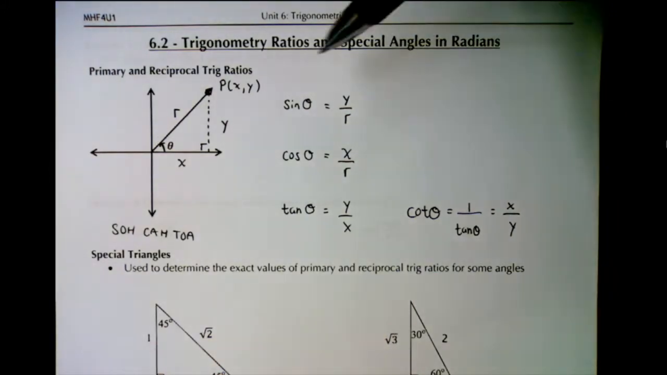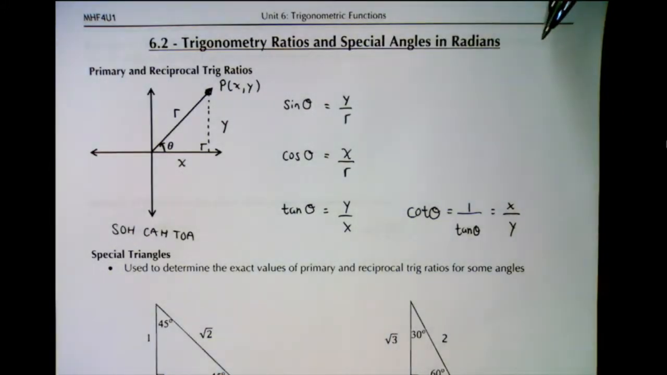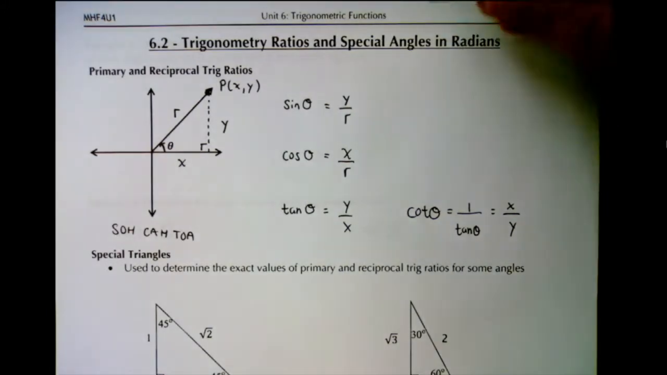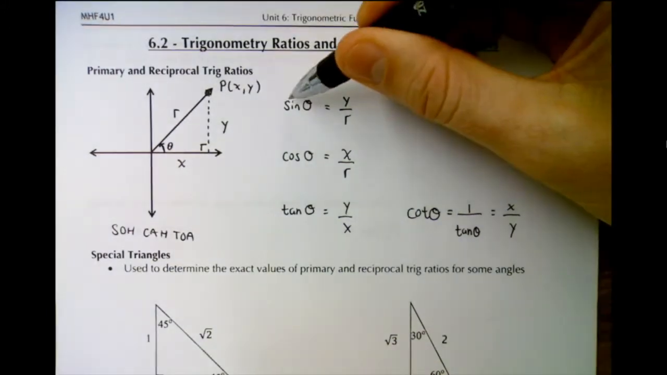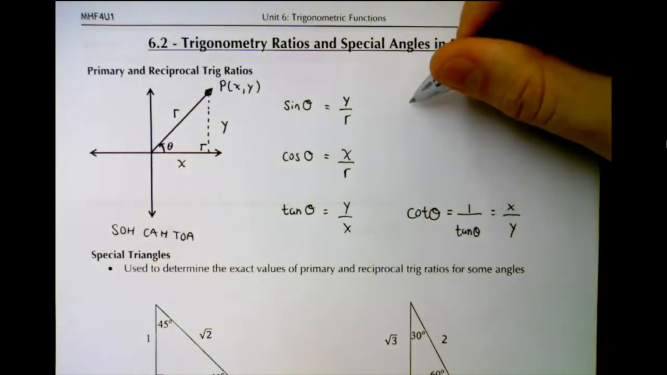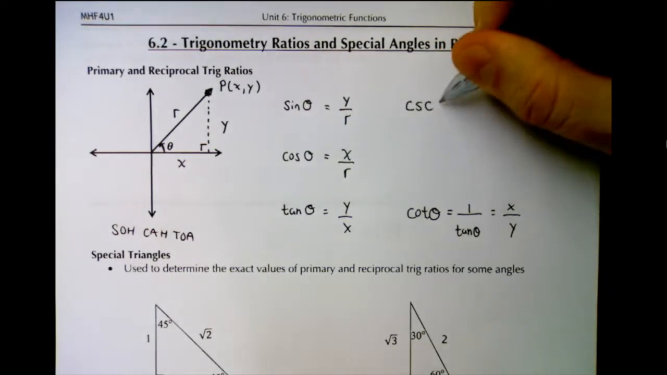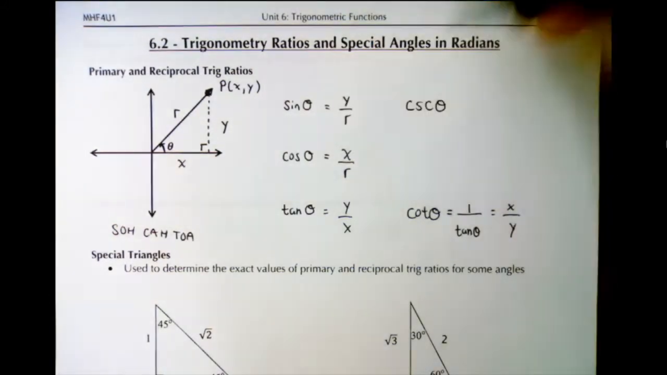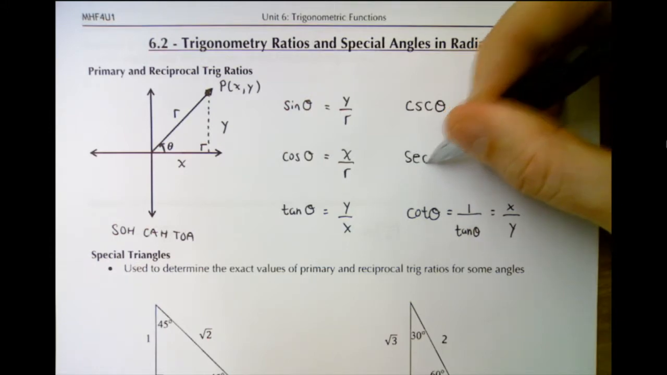For sine and cosine, their reciprocals are cosecant and secant. And the way I remember it is I always match up if sine starts with an S, its reciprocal starts with a C. That's cosecant. And if cos starts with a C, its reciprocal starts with an S, which is secant.